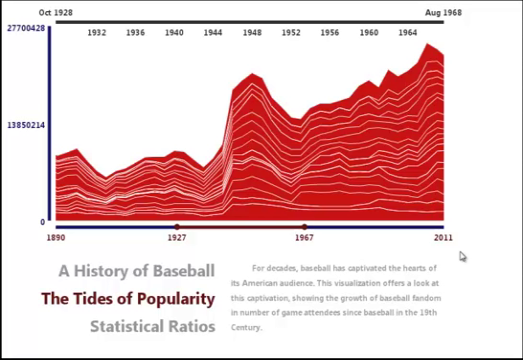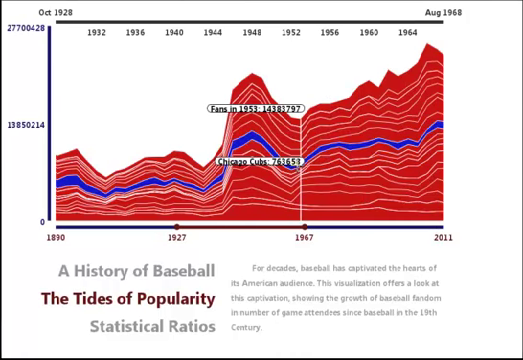Finally, it is also interesting to see the changes in baseball's popularity. The most common measure of popularity is game attendance. As you can see, in 1959, roughly 19 million people attended a baseball game, and roughly 1.5 million people attended a San Francisco Giants game.